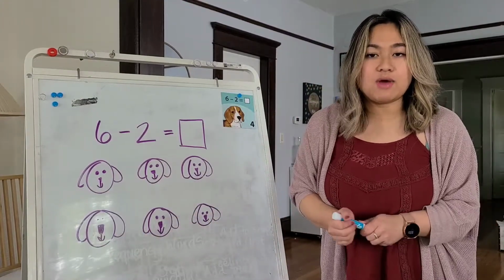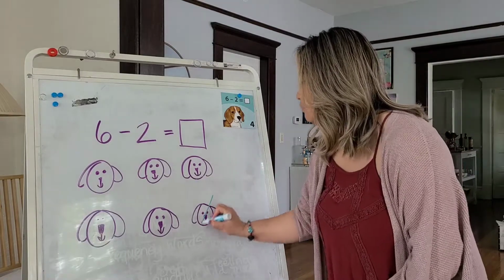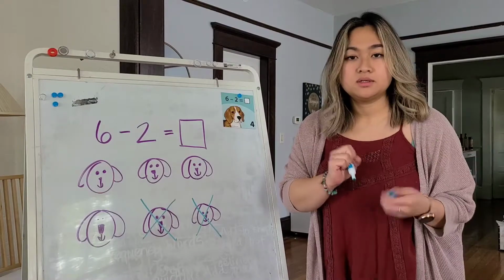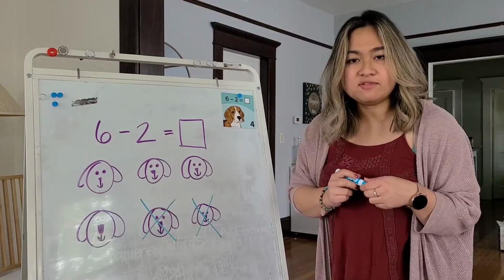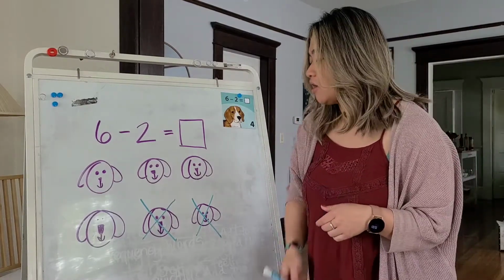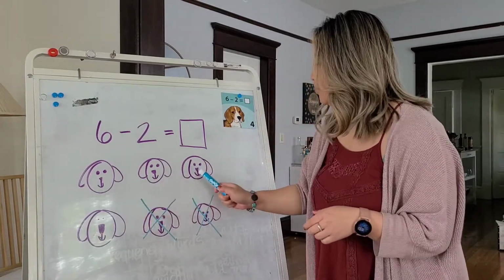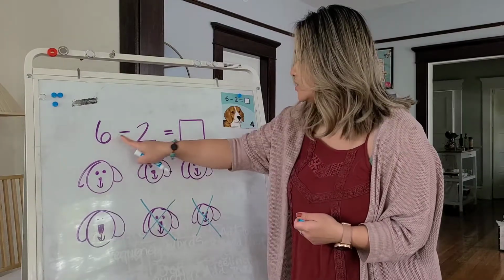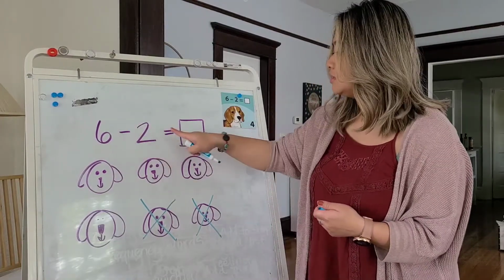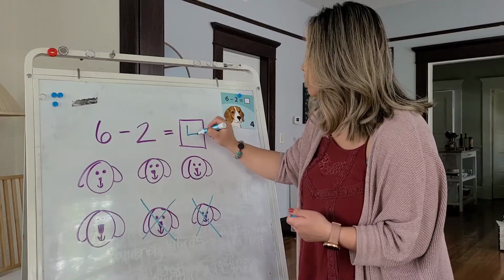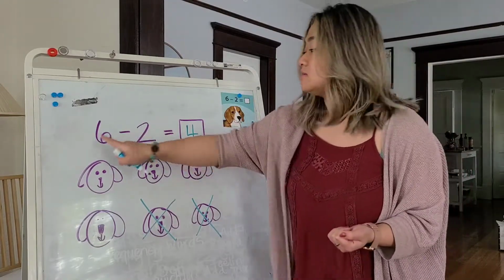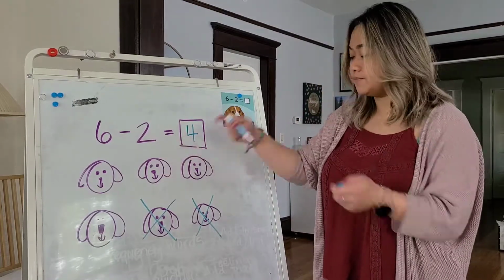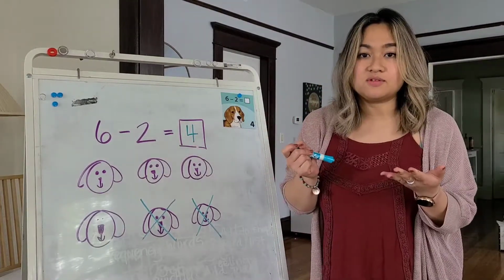And I'm taking 2 away. So I'll cross out 1, 2. So, how many dogs do I have left? Well, let's count. I've got 1, 2, 3, 4. 4 dogs left. So 6 take away 2 equals 4. Or we could say 6 minus 2 is the same as 4. All right, we solved that problem.